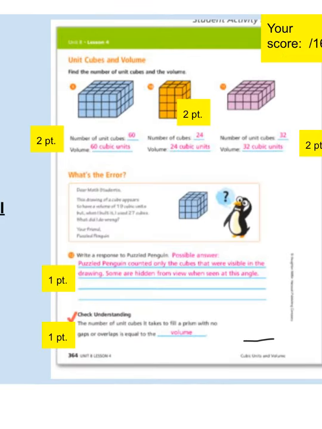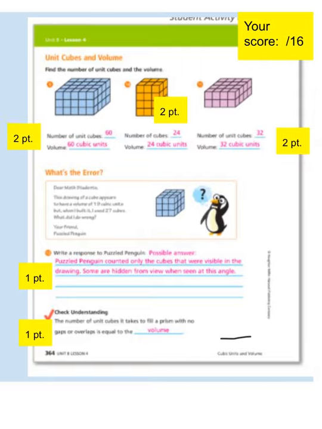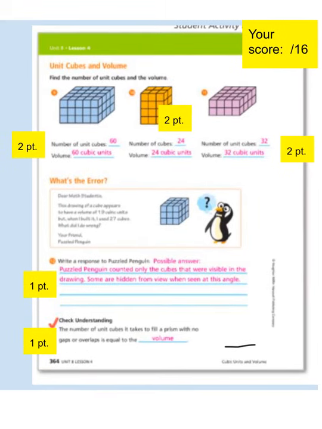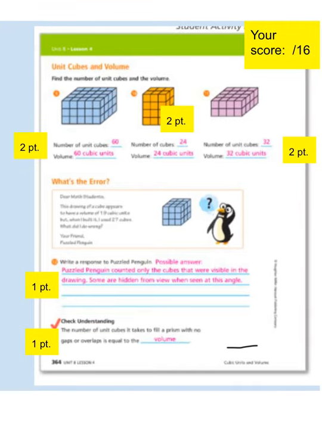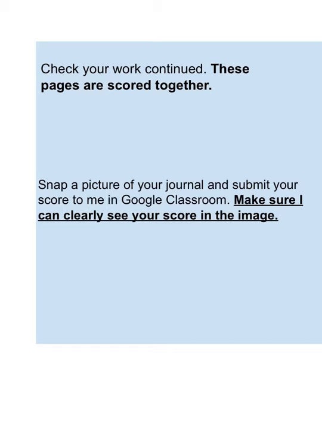Okay, and again, we're correcting this page, so please make sure that you pause this video and check your work carefully. And again, if you don't have cubic units, write those in on problems at the top. So those 2 pages are scored together. Please make sure you snap a picture of this and submit it in your math Google Classroom. Make sure I can see your score and your work in the image.